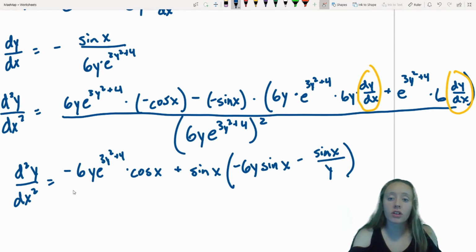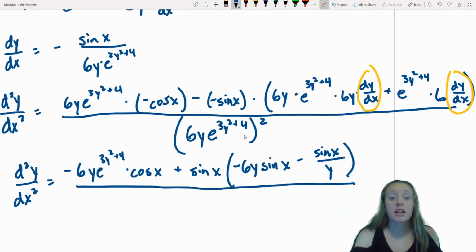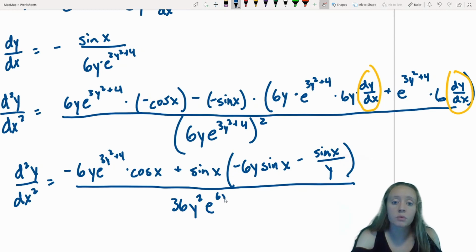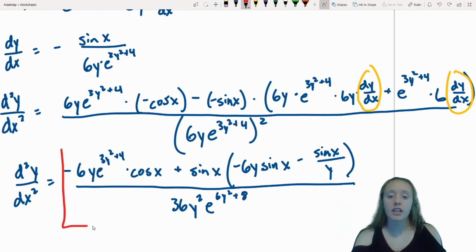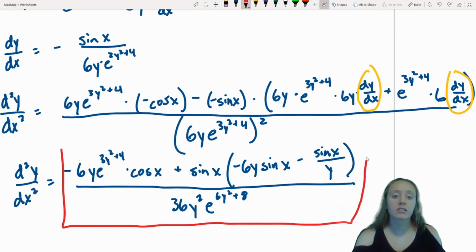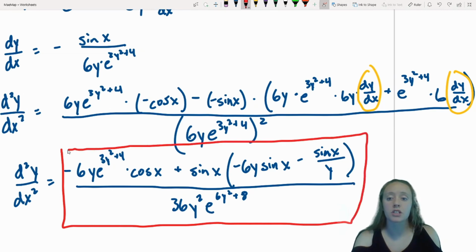And that's all over my denominator squared, which I can distribute this exponent in because everything's multiplied together. 6 squared will be 36, y squared is y squared, e to the 3y squared plus 4 squared, distributing that exponent of 2 by multiplying it, we'll get e to the 6y squared plus 8. And there we have it. That's my last derivative on this example worksheet.